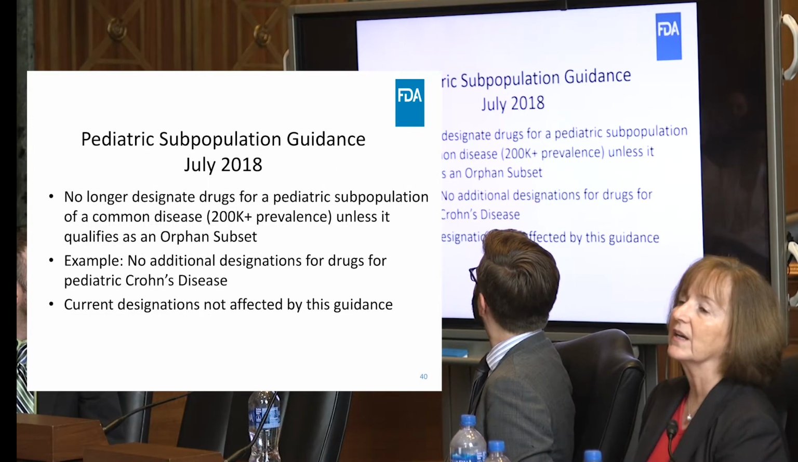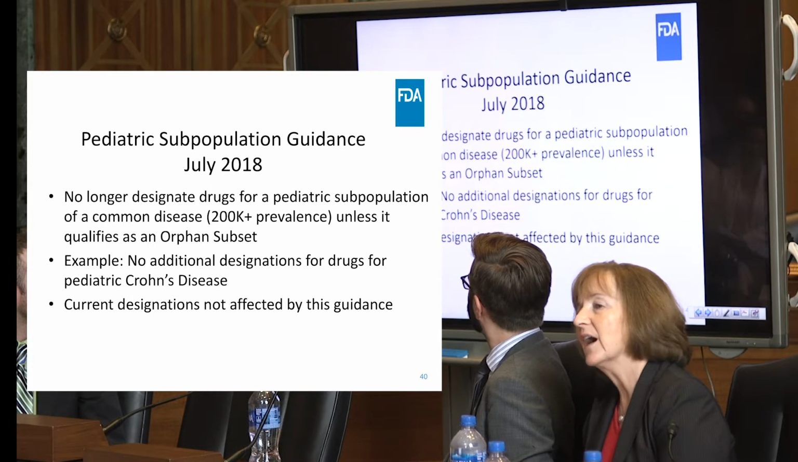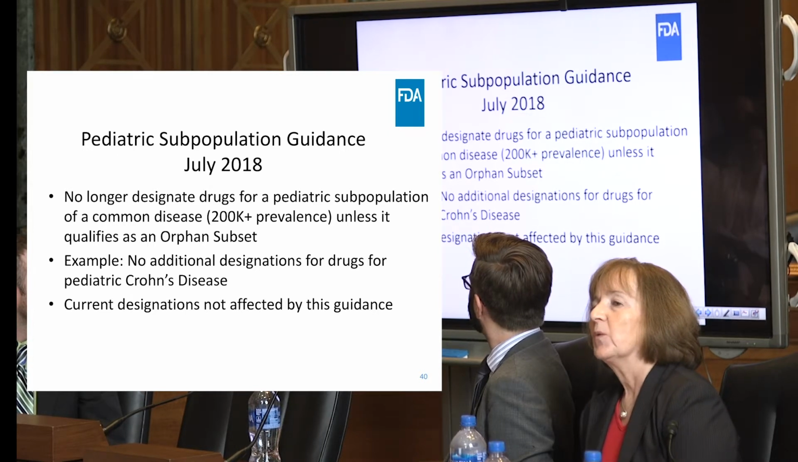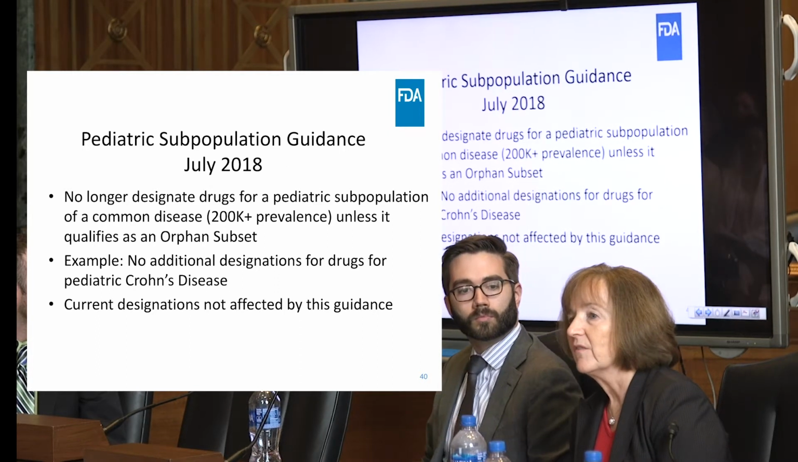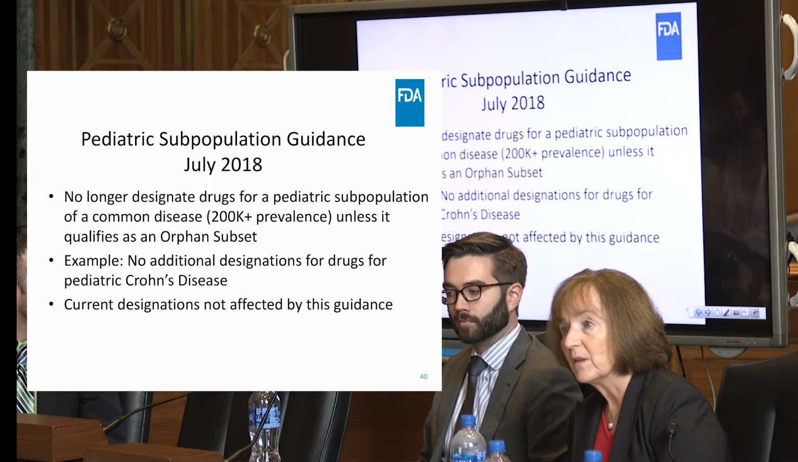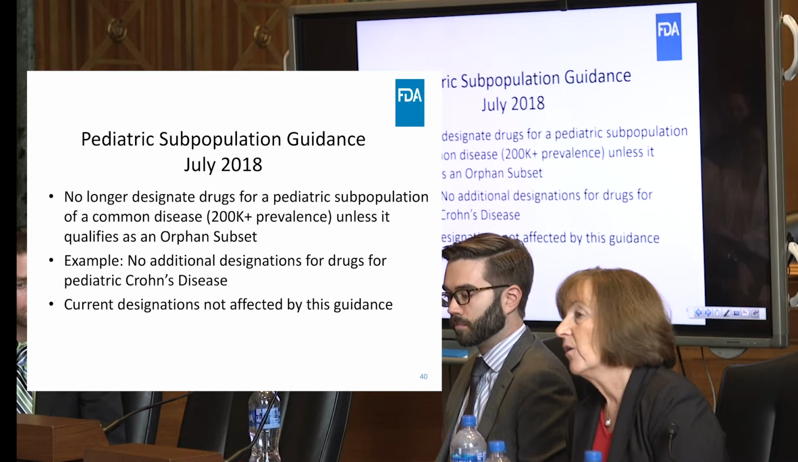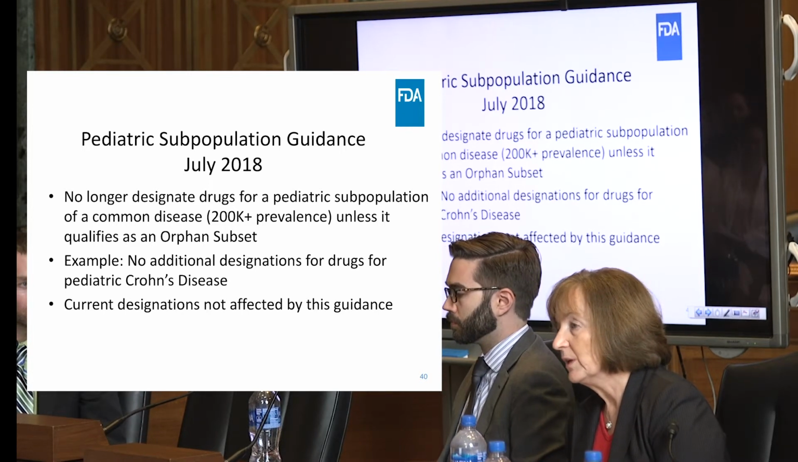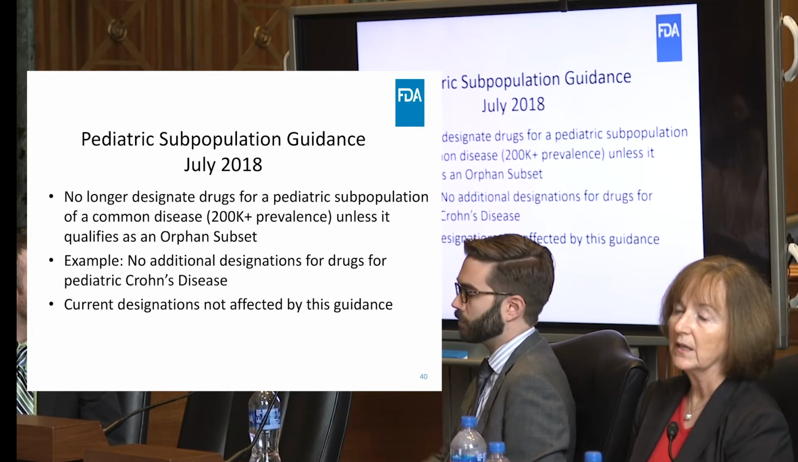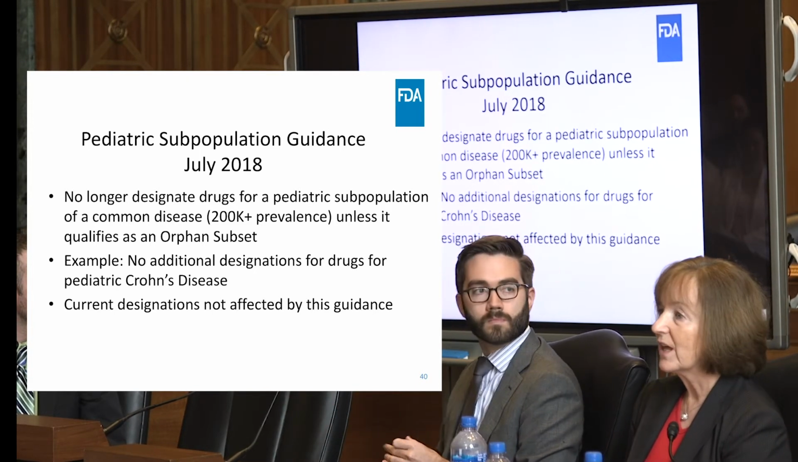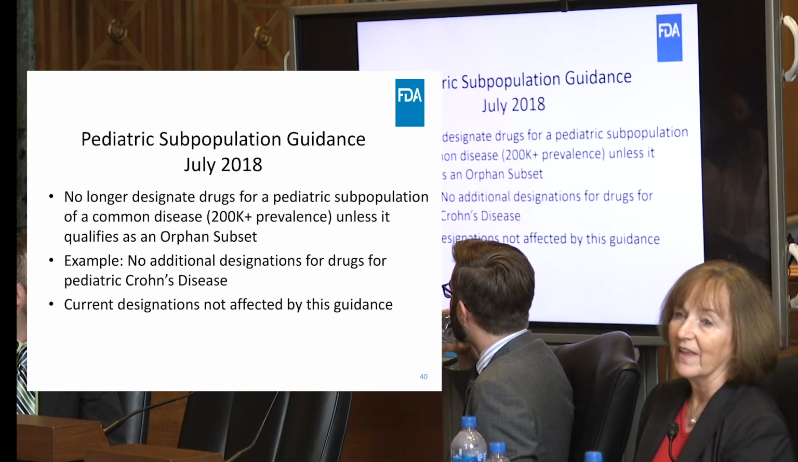We have a pediatric subpopulation guidance, which I'd be happy to talk to you a little bit more about after. It's not about a subset, but it's about, we used to offer a designation if the disease was common, but the pediatric subpopulation was what is rare. We used to designate that. We no longer are expecting to be doing that, and that's what that guidance, which came out in the summer, is about. It's not really about an orphan subset, but I can distinguish that for you a little bit more later. Our current designations are not affected by that guidance.